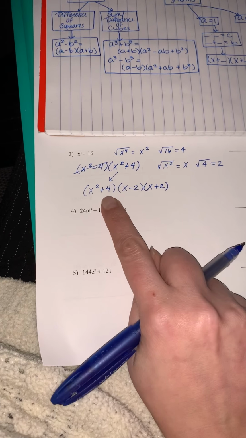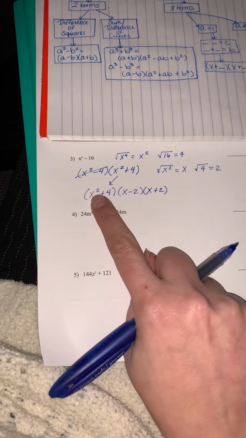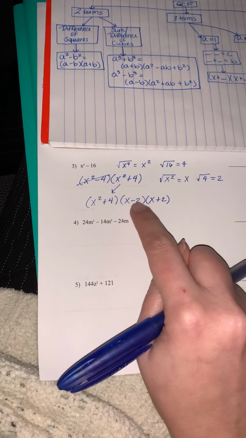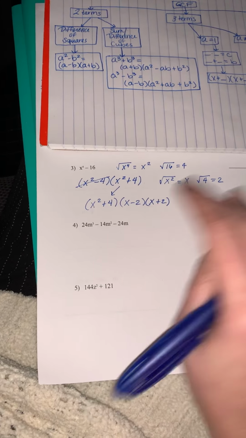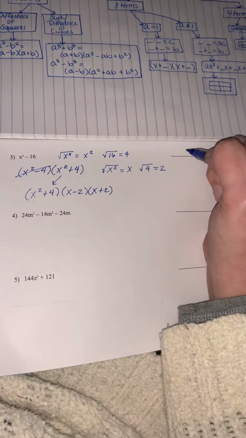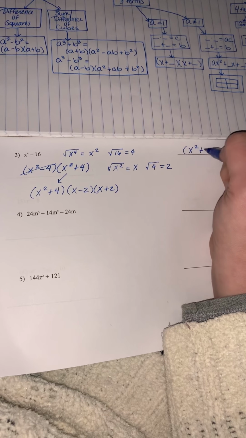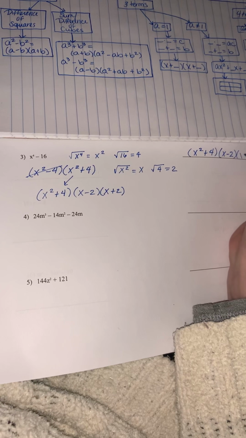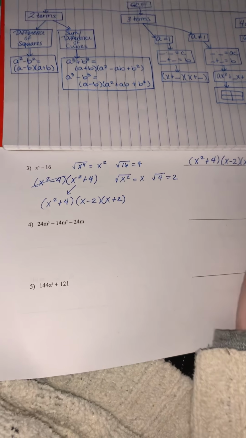Now look, this is a binomial, but that's a sum of squares. There's only a difference of squares, so that doesn't factor. And then these are binomials, but they're not squares or cubes, so I'm done. So my answer is just x squared plus 4, x minus 2, x plus 2. Okay?